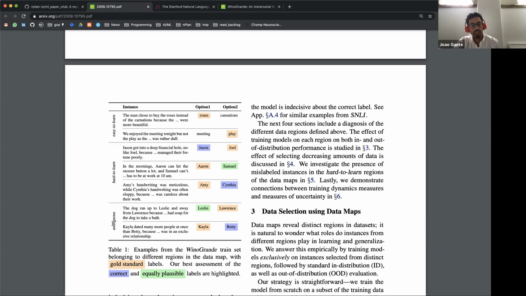Similarly, they theorize that ambiguous samples correspond to samples where the answer could go either way. For instance, in this example, "Kayla dated more people at once than Betty because X was in an exclusive relationship." If it was me labeling this example, I would say that the correct answer would be Betty, but it is debatable. Are these two things necessarily correlated? Probably not. And as such, the model could also be confused the same way as a human could be confused.